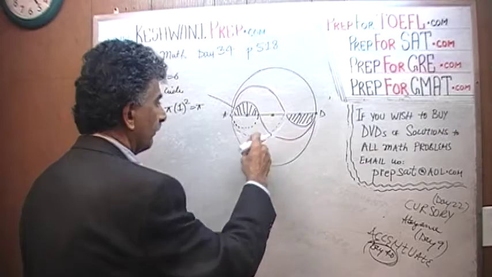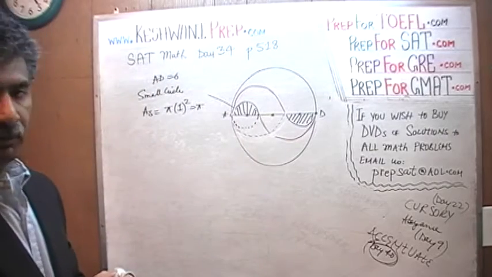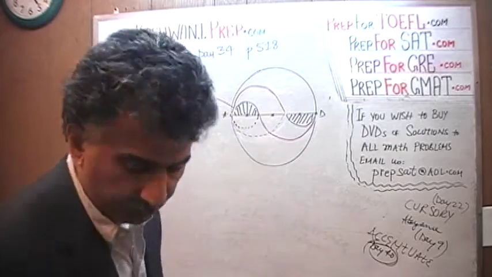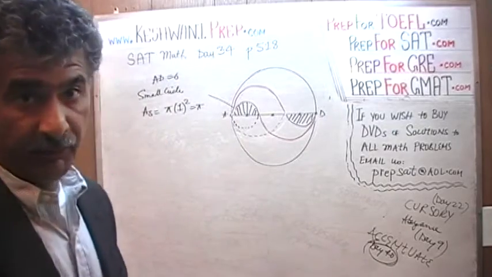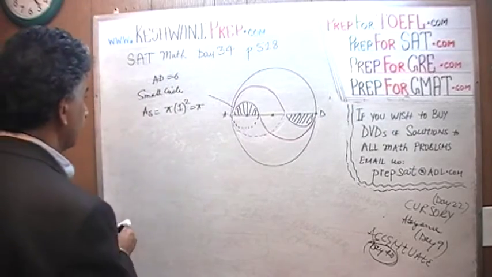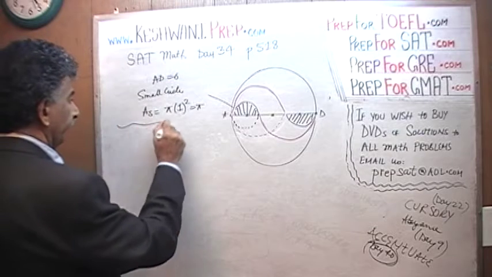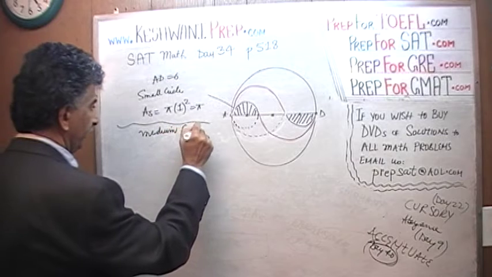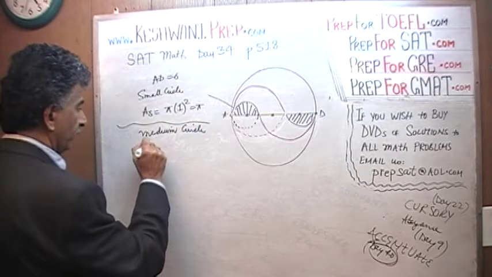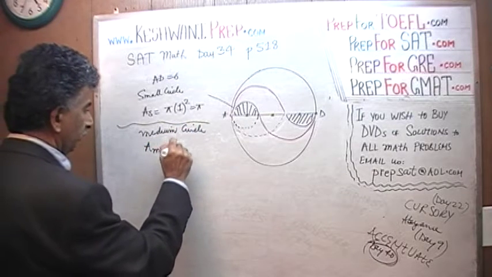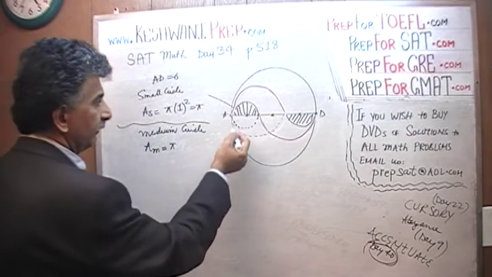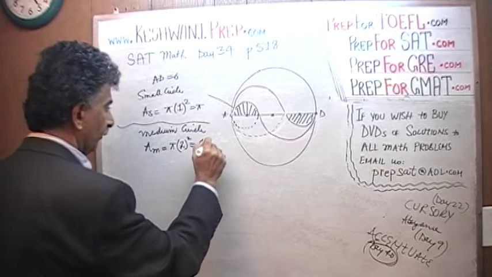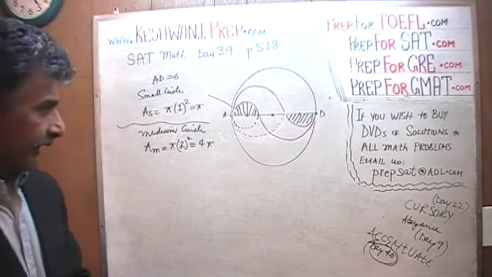It's the whole circle. I hope you are able to see that. Let's find out the area of that, which is also very straightforward. It has a diameter of 4. So the medium circle has a diameter of 4, and the area of the medium circle is going to be pi r squared. Since the diameter is 4, radius is 2, so it's 4 pi. Now that takes care of the medium circle.